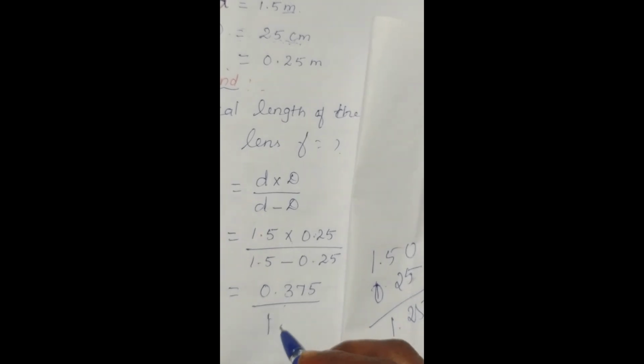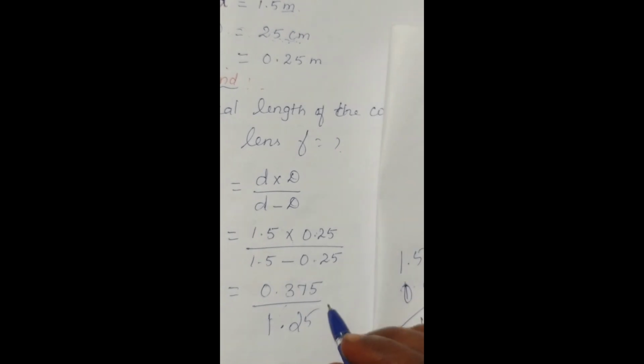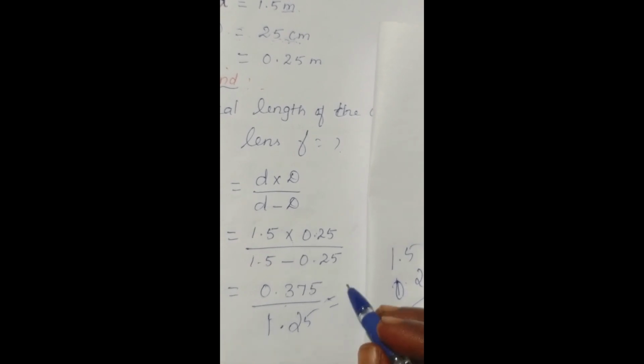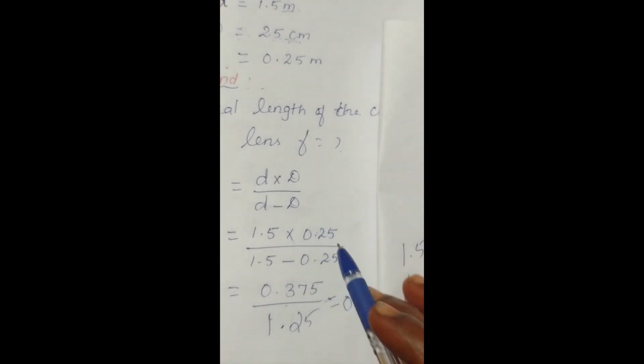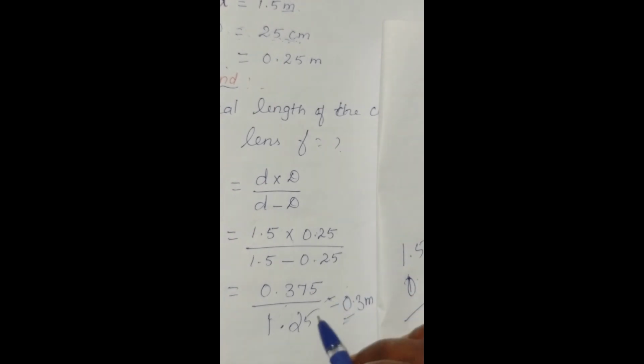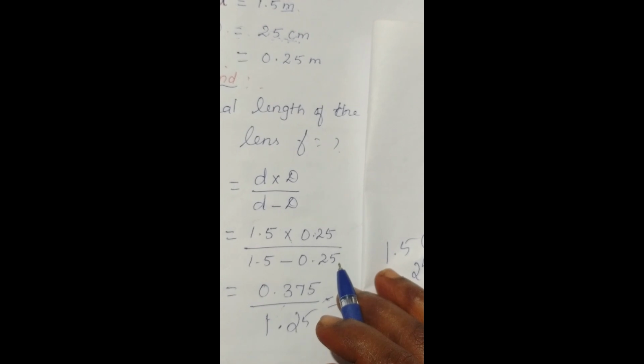So here I write 1.25. Now if you are dividing this decimal number, on both sides you have to multiply and divide by 1000. You have to make it into a whole number and simplify this. Then you can get the answer, 0.3 meter. 0.3 meter is the required focal length of the convex lens. For this hypermetropic person, the focal length required is 0.3 meter. Just divide and check the answer.